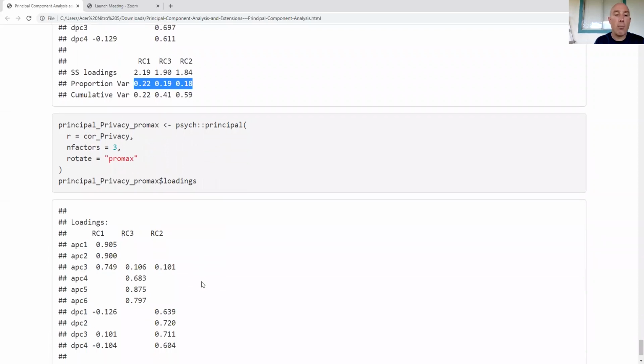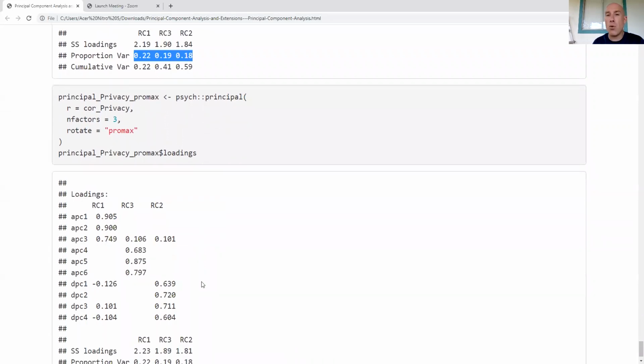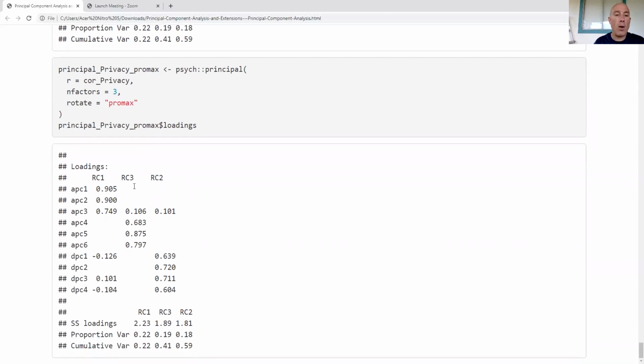And now here I can use Promax. So these are the 3 major ways that we usually do factor analysis: no rotation, Varimax, and Promax. There are dozens of ways to go about it, but these are the big heavy hitters. And you'll notice that my loadings have changed because of that rotation aspect.